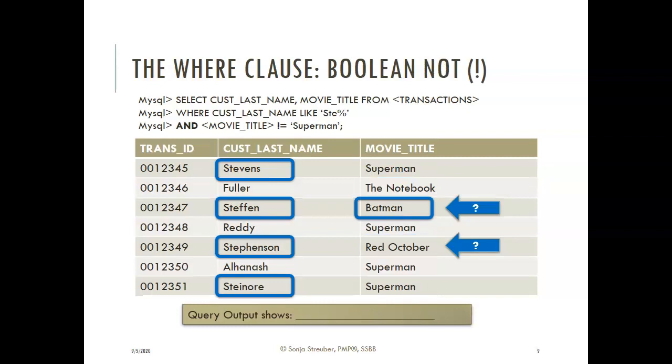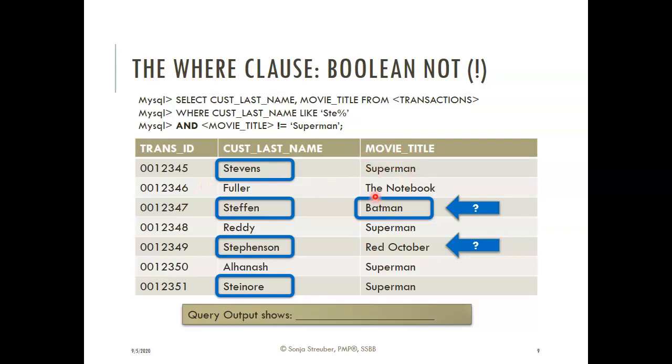So let's talk about the Boolean NOT, which we see here as a bang. Our query is selecting the customer name and the movie title from the transactions table, and our where clause here directs us to filter by the customer last name that starts with STE and the movie title that is not Superman. So will we see Stevens with the movie title Superman?